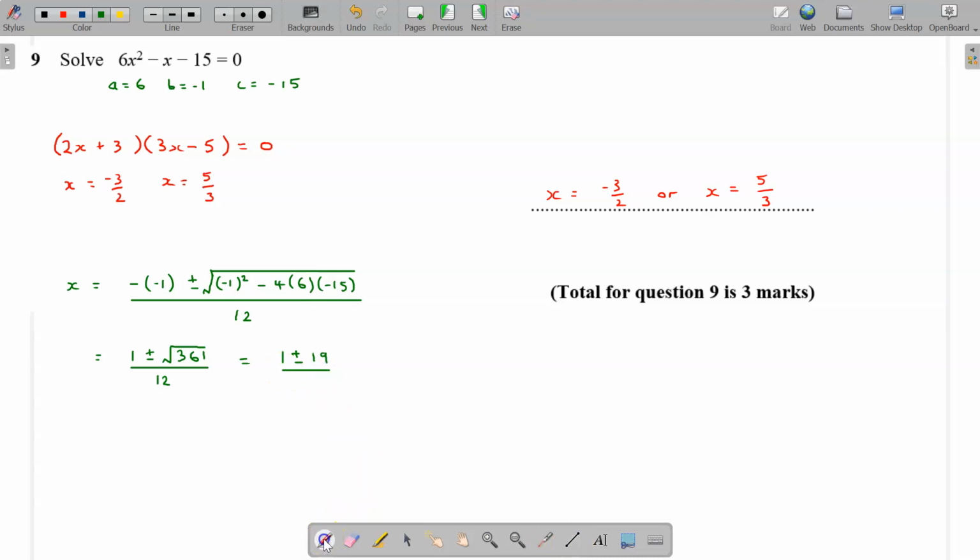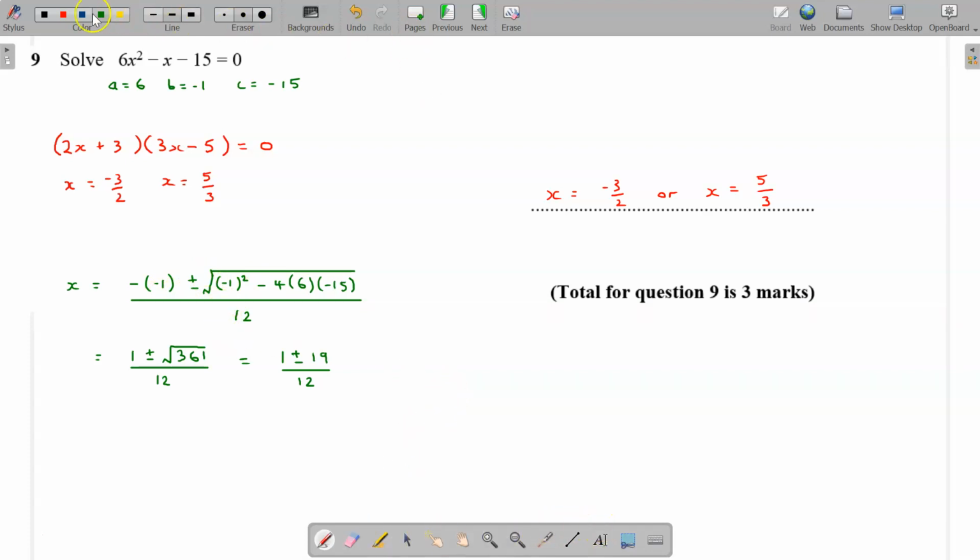And you can see from that you'd get your solutions that we've got over here, because 1 plus 19 is 20. 20 over 12 is 5/3, and 1 minus 19 is negative 18, so it'd be negative 18 over 12, which is negative 3 over 2. So it's quite nice to see that it works. In this case, if you spot the factorization, it's quicker. If you do use the quadratic formula, just be really careful with the minus signs, and on the calculator, any minus number, put it in its own bracket like that.